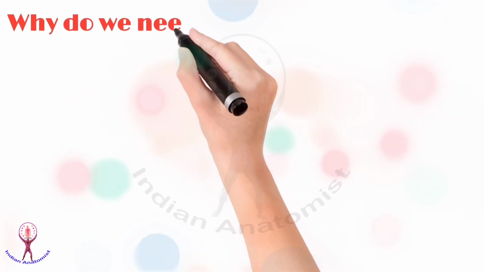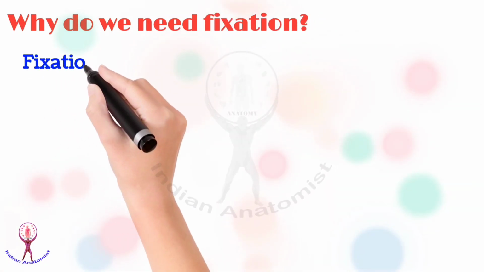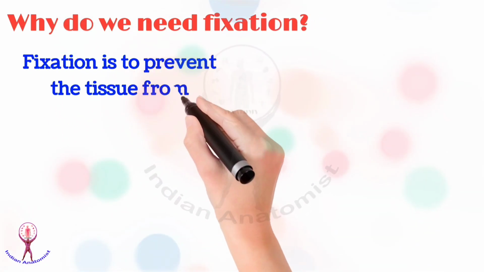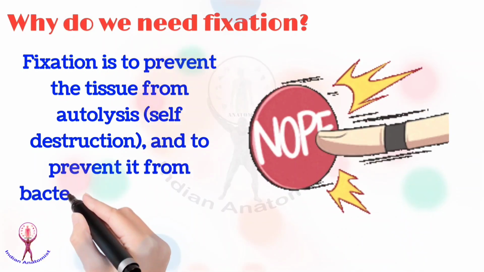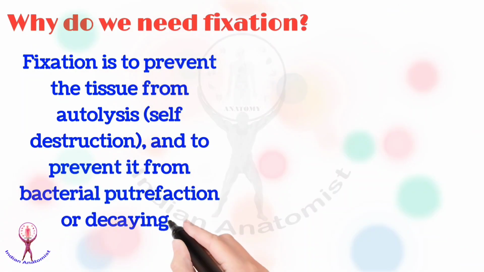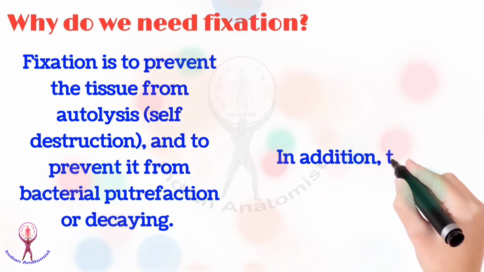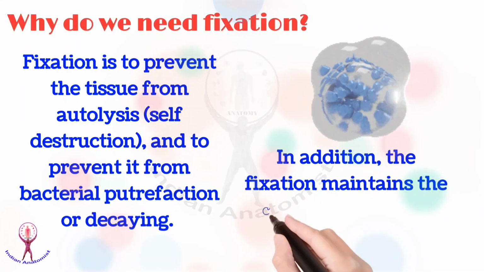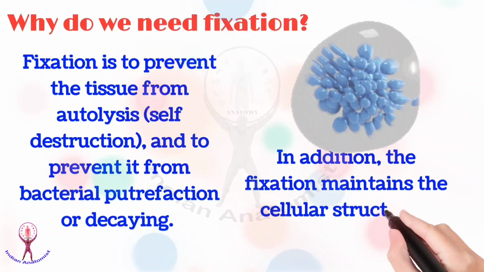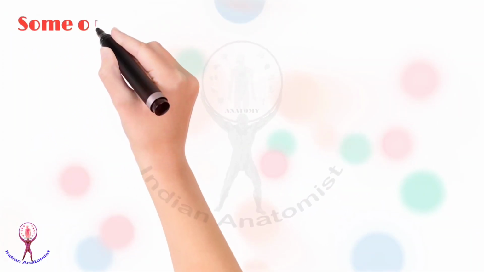Why do we need fixation in tissue processing? The main purpose of fixation is to prevent the tissue from autolysis, which means self-destruction of the tissue. The fixatives are chemical agents used for fixation, to prevent bacterial putrefaction, otherwise called decaying. In addition, the fixatives maintain the cellular structures.